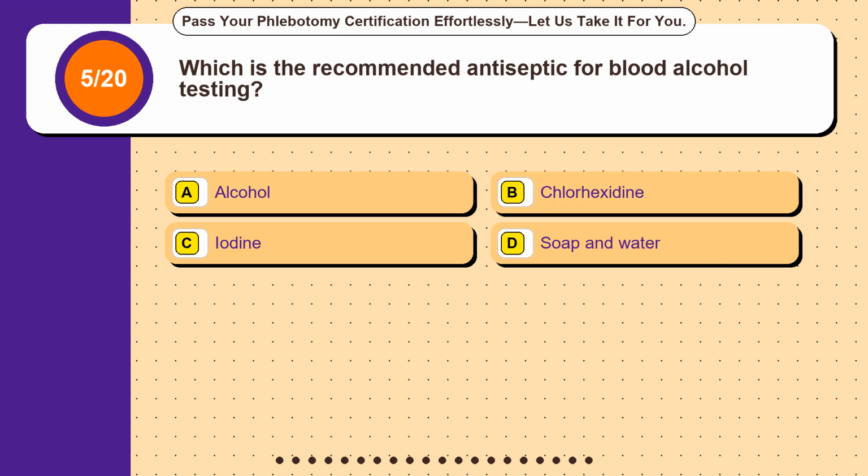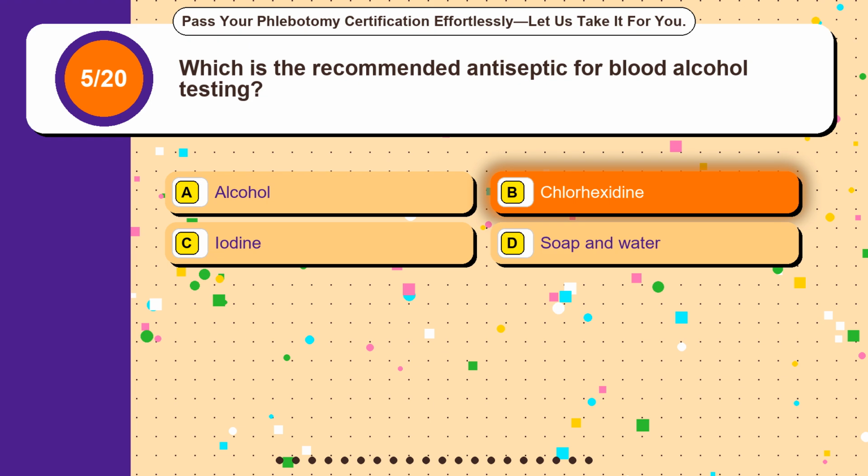Question 5. Which is the recommended antiseptic for blood alcohol testing? Option A, alcohol; option B, chlorhexidine; option C, iodine; option D, soap and water. The correct answer is option B, chlorhexidine.